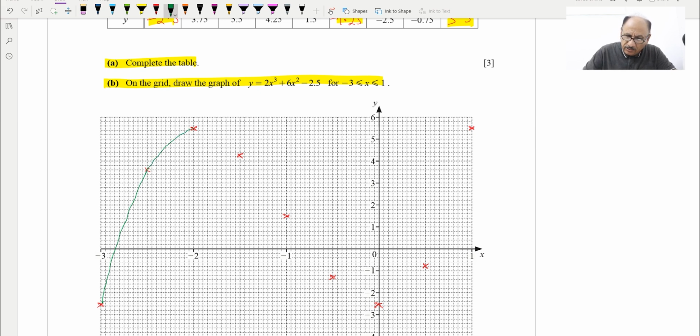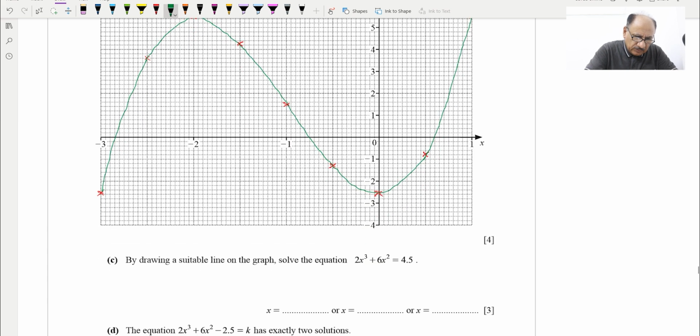And this should be the turning point, and turning this side over here, and then this should be the turning point over here, and it should be this one. So almost perfect we have drawn. And next is, by drawing a suitable line on the graph, solve this.